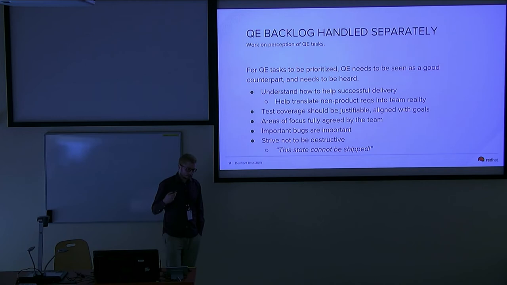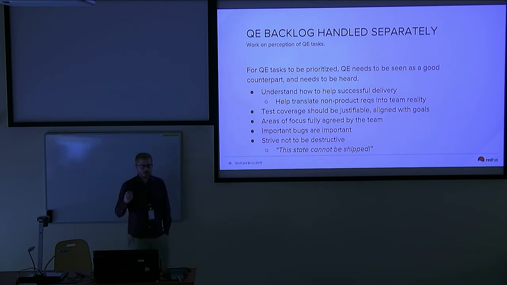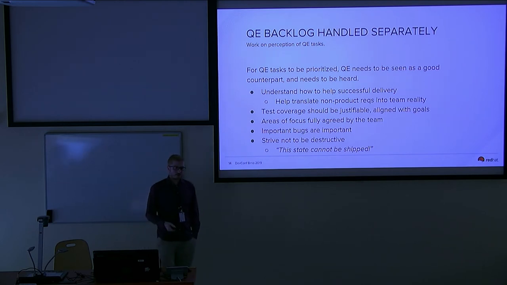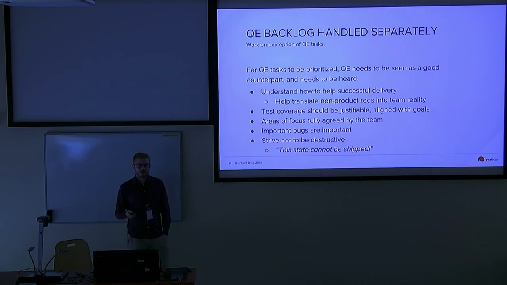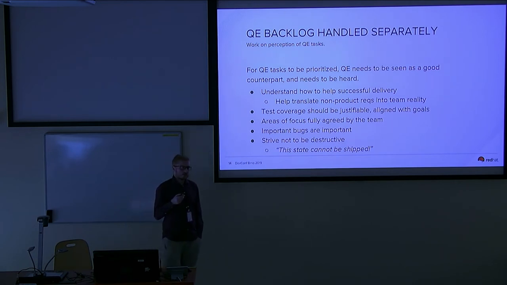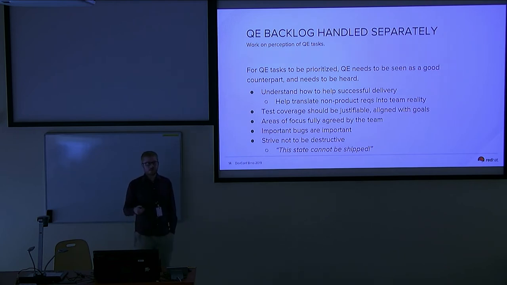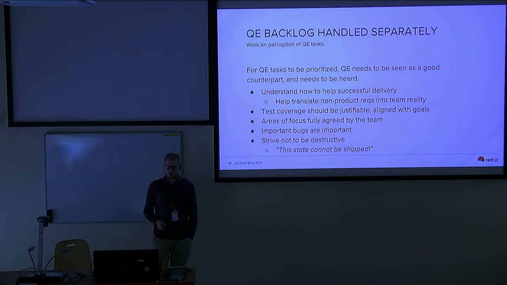It's quite frequent that quality engineers will search for bugs in obscure features that nobody uses. And then they are surprised that developers will reject, will say, no, we won't fix it. This is not important. So you need to understand what is actually important. What are the bugs that everyone cares about? And to this, you should agree with the team on the areas that you will focus on. I wrote here, important bugs are important.